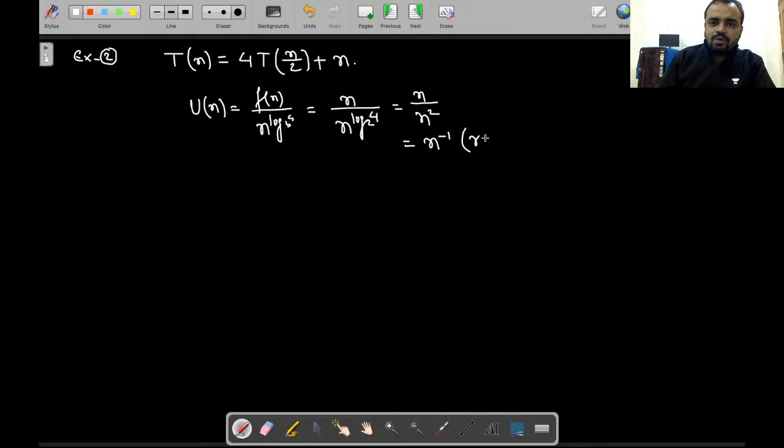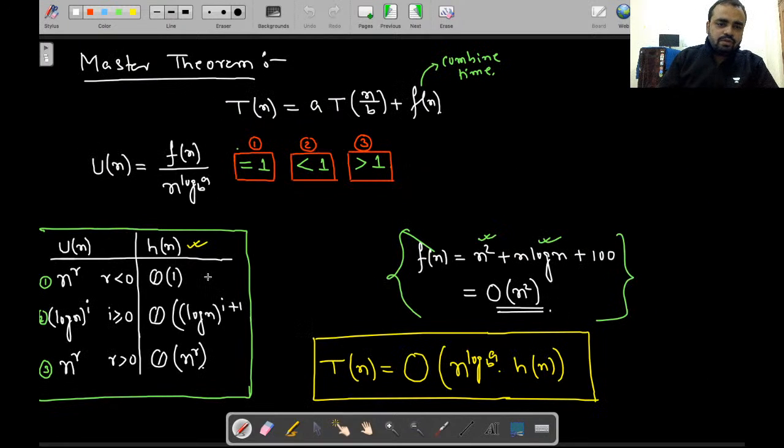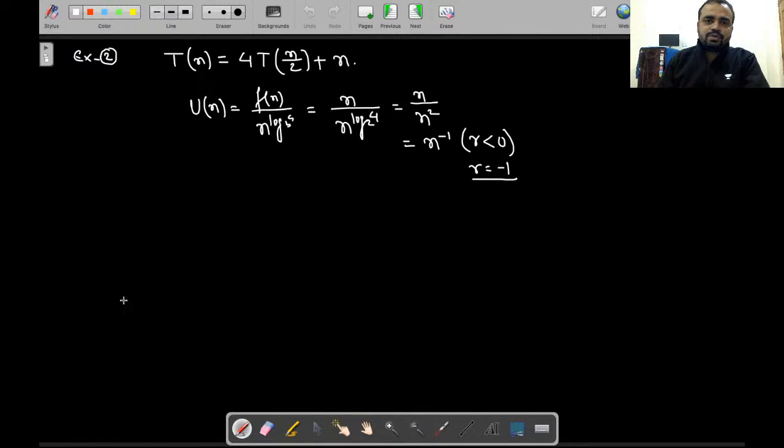So here value of r is less than 0, because we are getting the value of r is equal to minus 1. So if this thing is happening, then what we will do, we will apply the first method. We will apply the first method if the r is less than 0. So here it is the case 1.